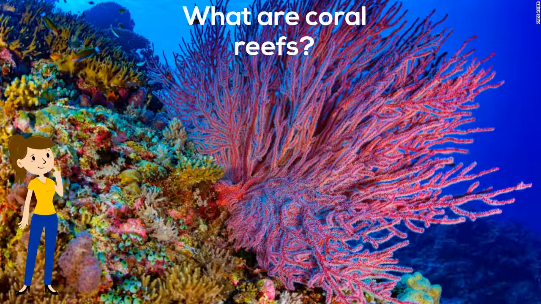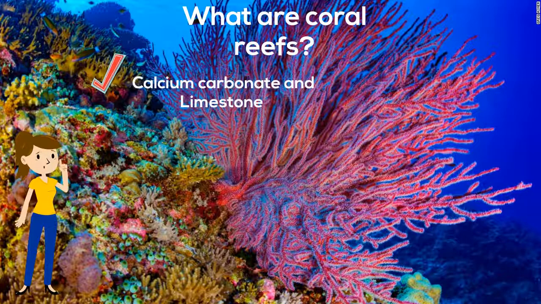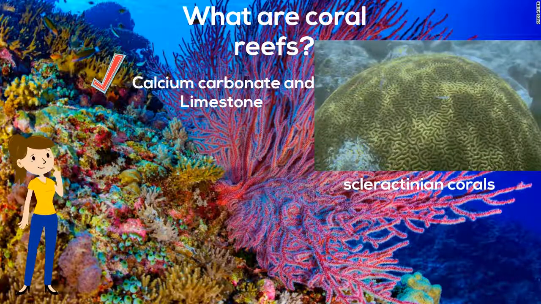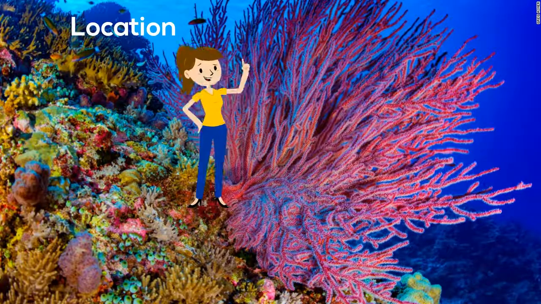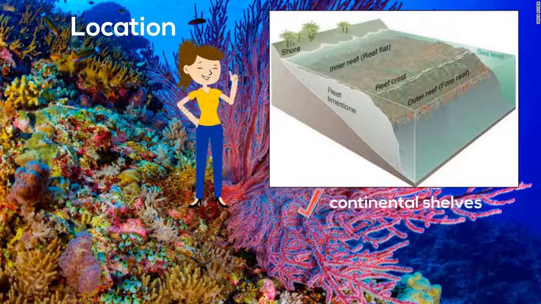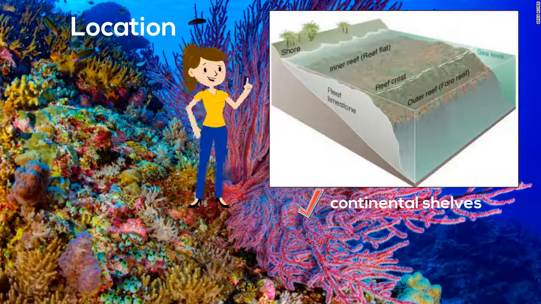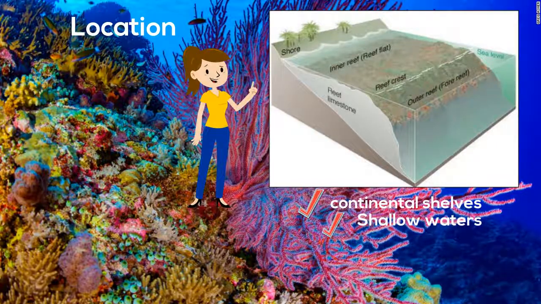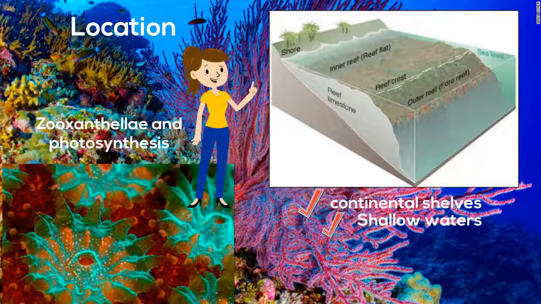We will first discuss how coral reefs form. They are made up of calcium carbonate and limestone deposited by other animals. But the main reef builders are scleractinian corals. Coral reefs are found on continental shelves. Corals only grow in warm, shallow waters because zooxanthellae need light for photosynthesis and need warm water for reproduction, a constant temperature of 68 degrees.